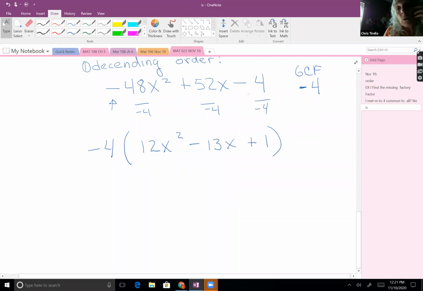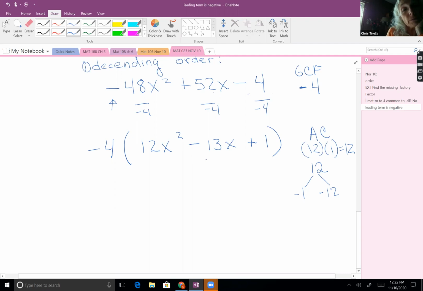Now, when I look at that grouping method, that AC method, 12 times 1 gives me 12. So I'm going to look for factors of 12 that add to not 13, but -13. Well, if I look at -1 times -12, that gives me my -13. So I have -4 times 12x squared minus 1x minus 12x plus 1.